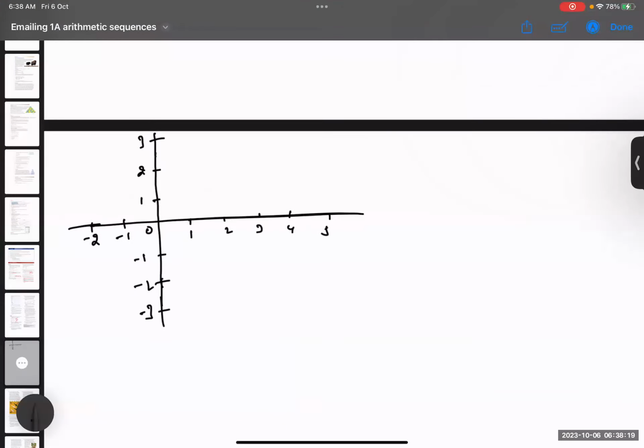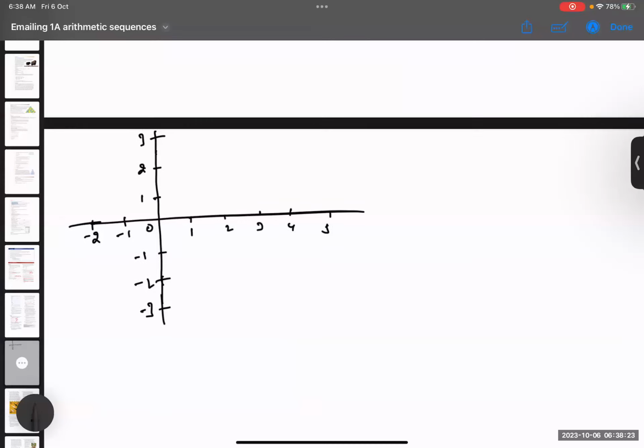This is the graph paper. Suppose it starts from 0, 1, 2, 3, 4, and you have to plot the points. How to plot the points? Suppose you have to find out the point (1, 3). So firstly, we read X, then we read Y.